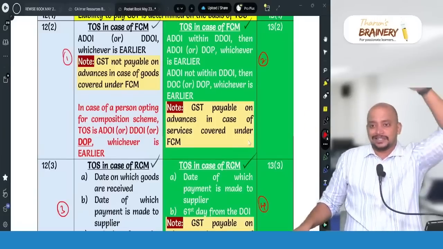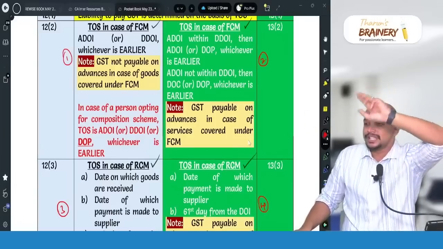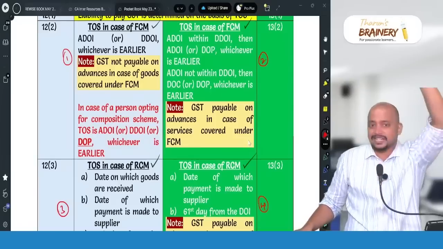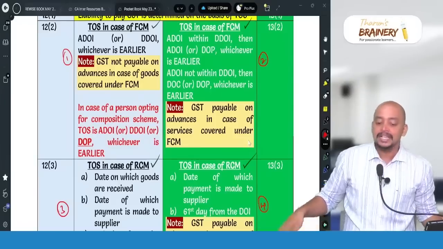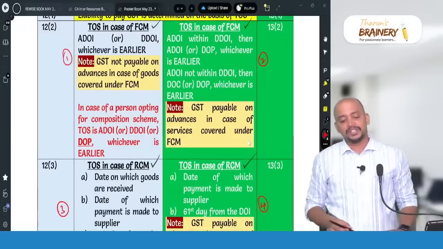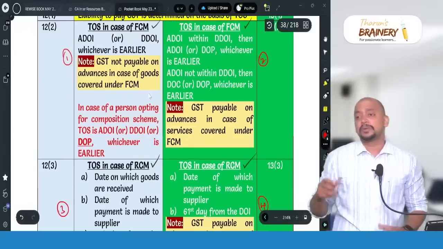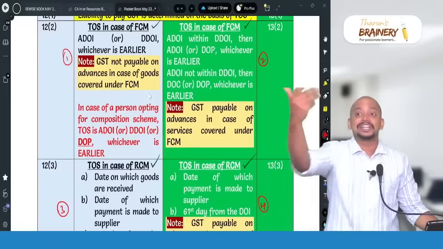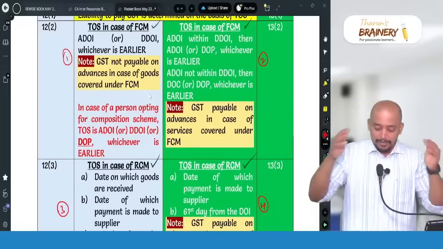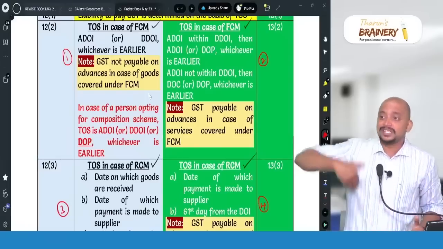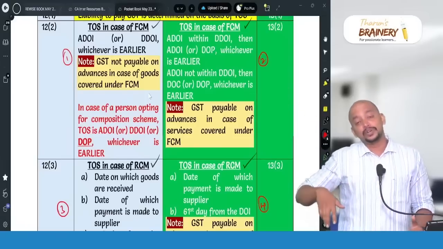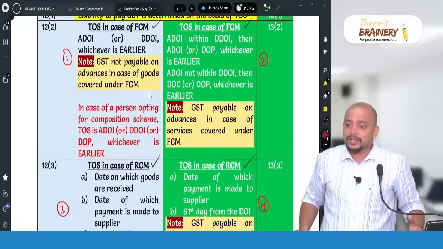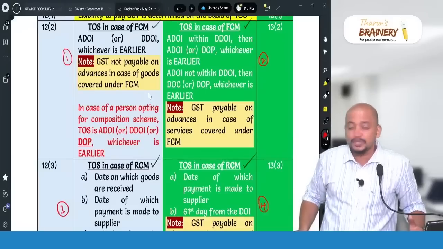So normal cases, continuous supply of goods, sale on approval or on return basis, that will be taken as the due date of invoice. So due date of invoice or actual date of invoice, whichever is earlier, which means whether GST is payable on advances in case of goods? No, GST is not payable on advances because date of payment is not a date. For example, if the payment is received now and the invoice is raised next month and the due date of invoice is also next month, means are we required to pay GST on the advance received this month in case of goods?